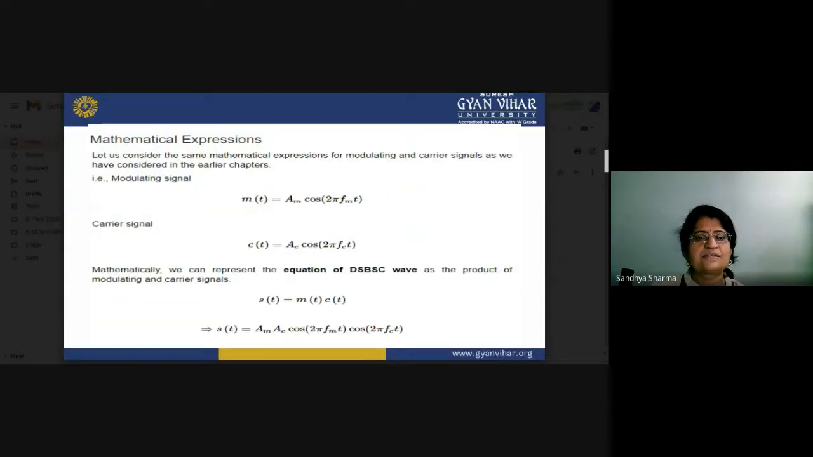So what about the basic mathematical expression? There is Am cos omega mt or cos 2 pi fmt. So that is the modulating signal. If we are talking about the carrier signal, that is equal to Ac cos 2 pi fct. So basically, the equation of the DSB SC signal is the product of two signals, m(t) into c(t). So Am Ac, the product of these two signals, is equal to Am Ac cos 2 pi fmt into cos 2 pi fct.